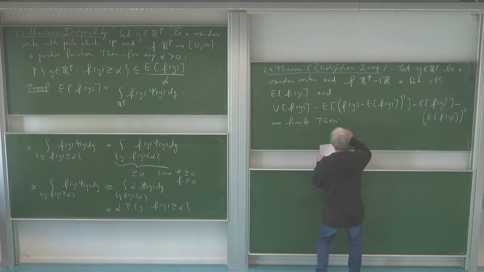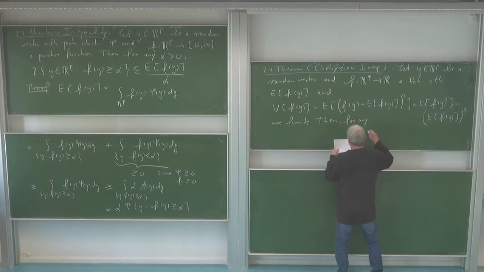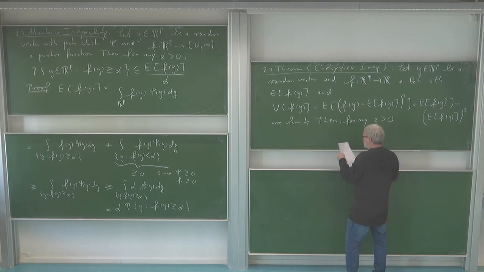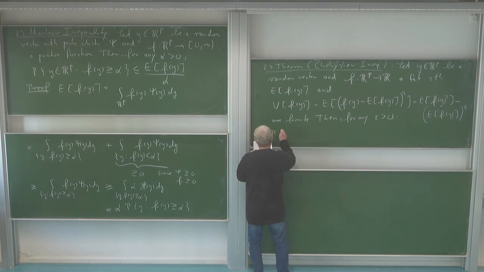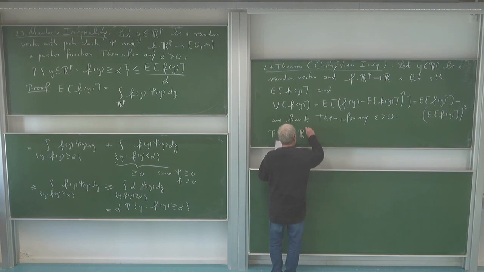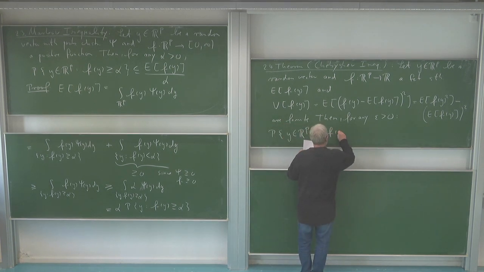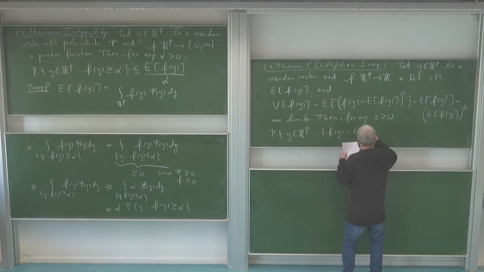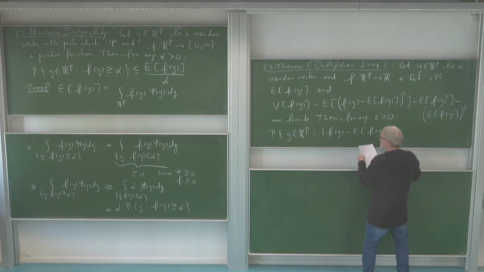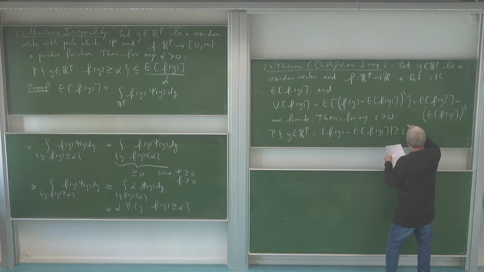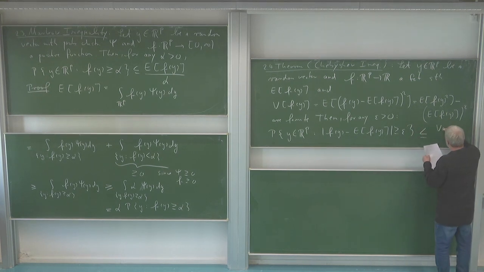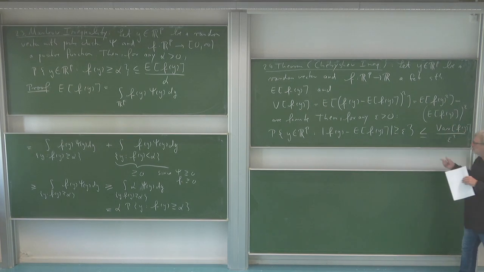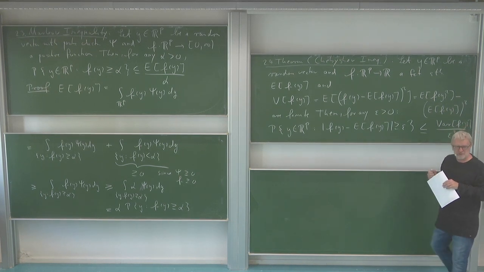So then, for any epsilon greater than 0, the probability of the vectors in R to the P for which the difference between f of y and the expected value of my function f is bigger than epsilon can be controlled by the variance of my function f of y divided by epsilon squared. Okay, so this looks like something which we really want.